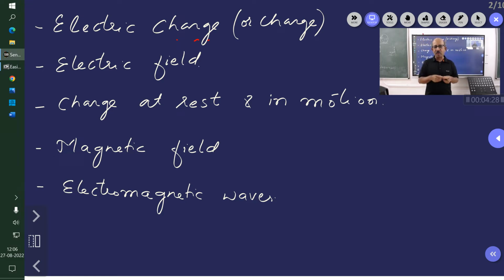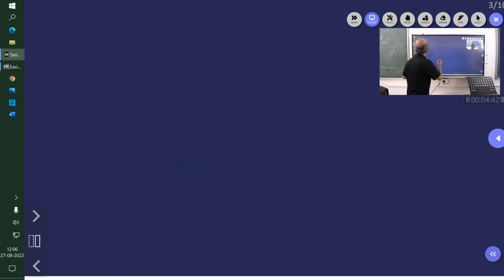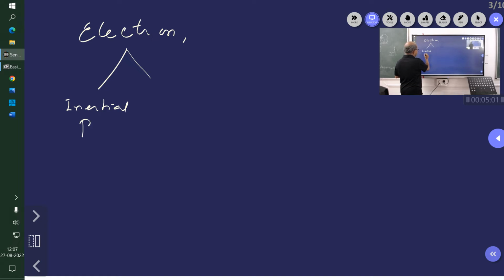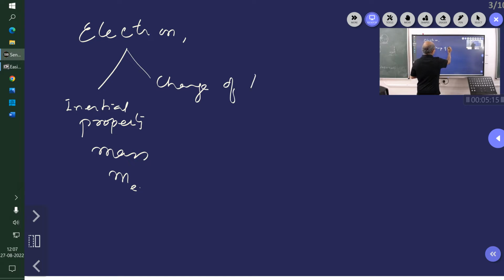So this was a very simple experiment which made us understand what is charge. Therefore now we identify that there is charge. Another thing we have understood is, when you take a subatomic particle such as an electron, this electron has two properties. One is the inertial property, which manifests in the form of the mass of the electron, denoted by m. And the other property is the charge of the electron.